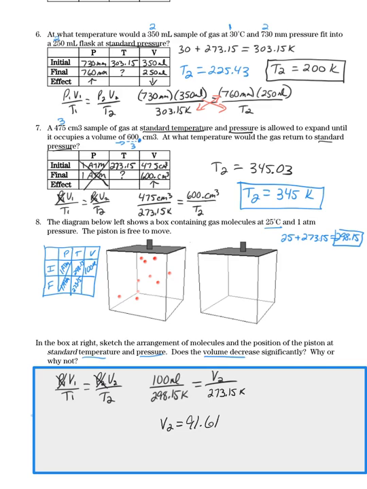All right, now, significant figure-wise, well, here we have two significant figures in that number. We have one significant figure in this number. So I'm going to make this one significant figure. So my ending volume is 90 milliliters. I went from 100 milliliters to 90 milliliters, which means it only changed by about 10%. That's not a very significant change. So my final answer would be no. Does the volume decrease significantly? No.